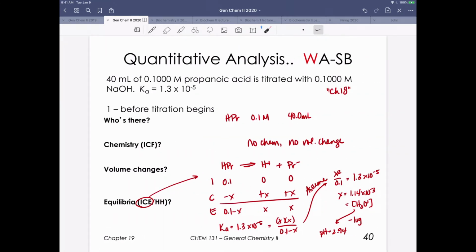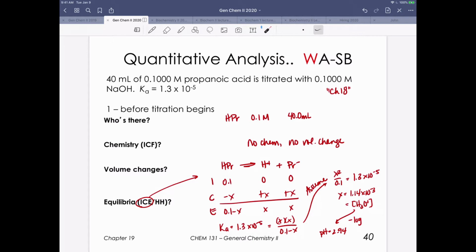So working through this first problem, I didn't reveal this one in stages since this is a review from chapter 18. If we think about what's there, we have HPR in solution and it's 0.1 molar. And again, the volume is insignificant to determining the pH because whether we had 40 milliliters or 400 milliliters, the concentration is going to be the same.